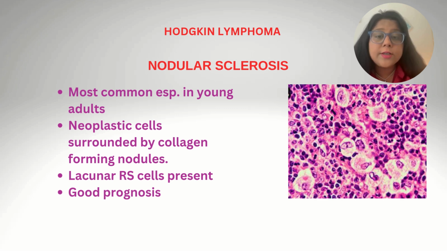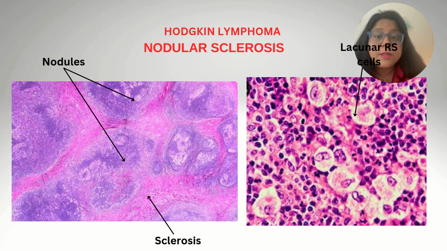Talking about nodular sclerosis variant of Hodgkin's lymphoma, well, this is the most common variant and it occurs especially in young adults. In this, neoplastic cells are surrounded by collagen and form nodules, thus the name nodular sclerosis. In this type of lymphoma, lacunar Reed-Sternberg cells are present and they have good prognosis. As you can see here, the bands of sclerosis are forming nodules, and the lacunar cells are appreciated as I have depicted by the arrow.